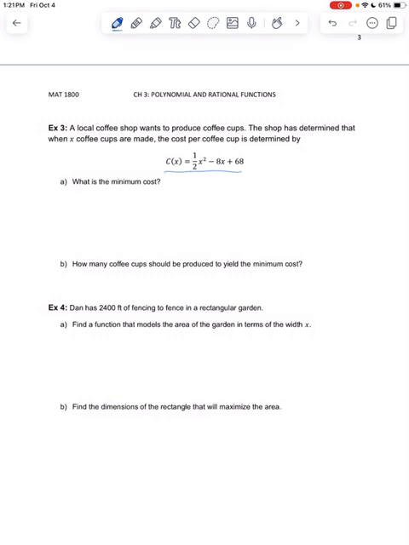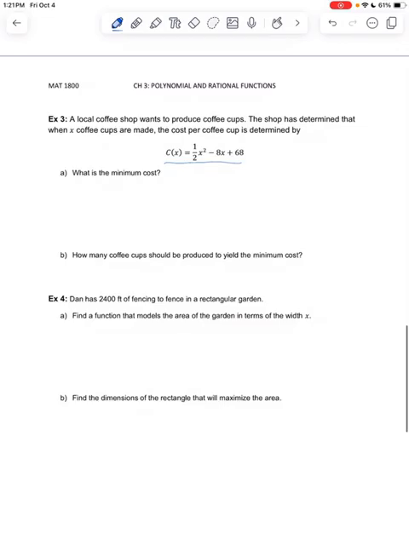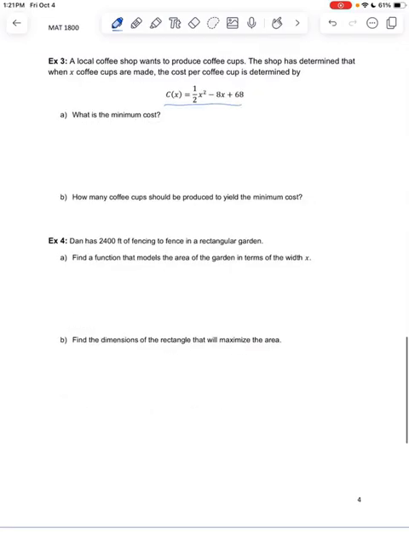Now, there is something missing in this problem. It should have been mentioned what the units for the cost are. And I believe it is cents per cup. But when we solve it, then we will use those units.